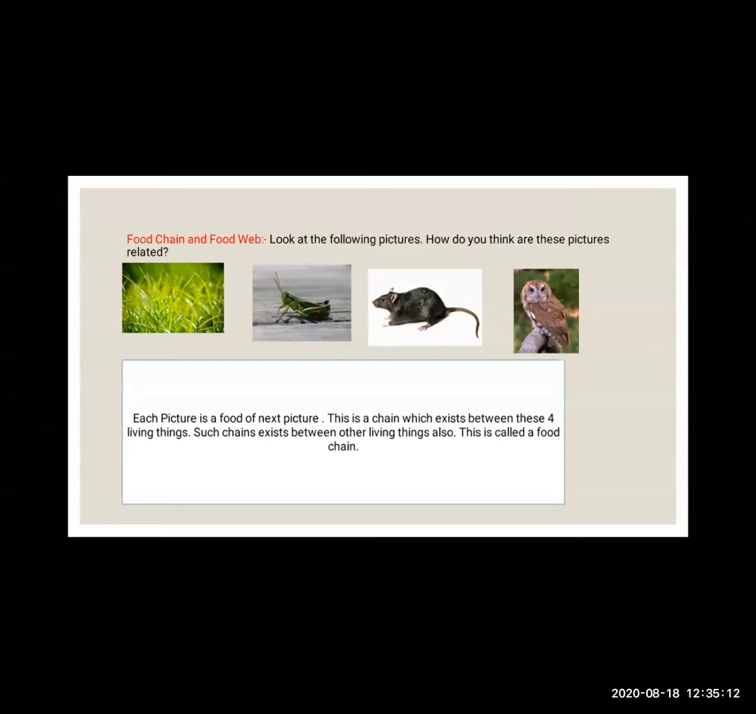कैटरपिलर है. कैटरपिलर का खाना क्या है? ग्रास है. ओके, इस ग्रास का खाना क्या है? ग्रास है. This is a chain which exists between these four living things. Such chain exists between other living things also.